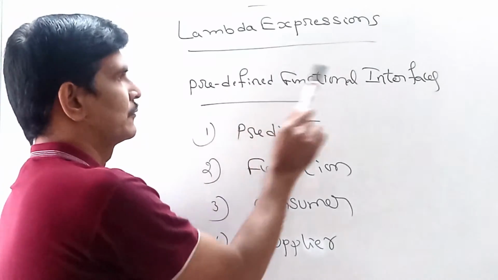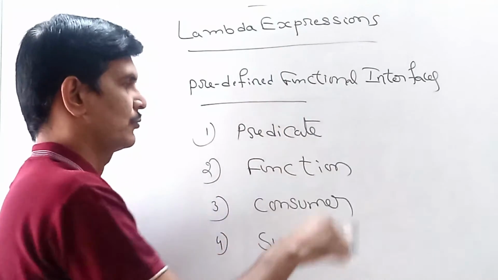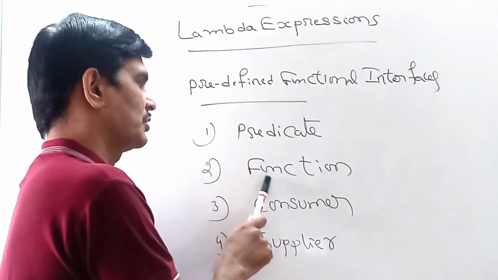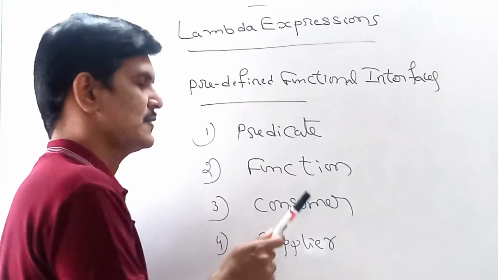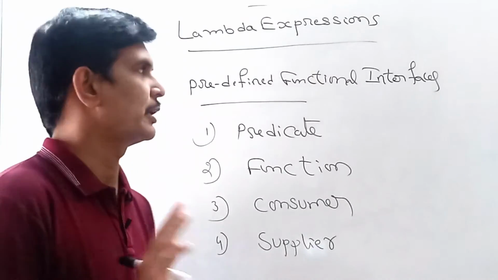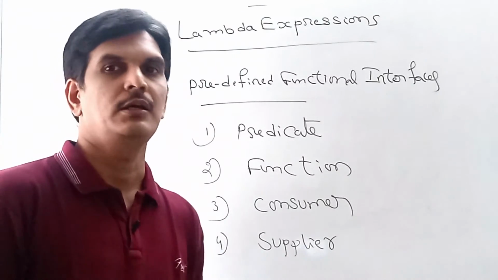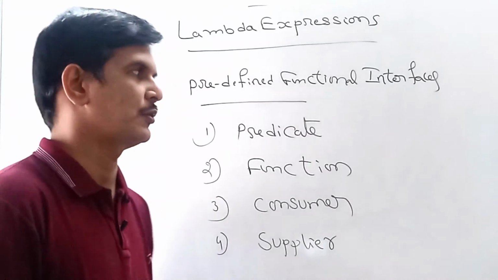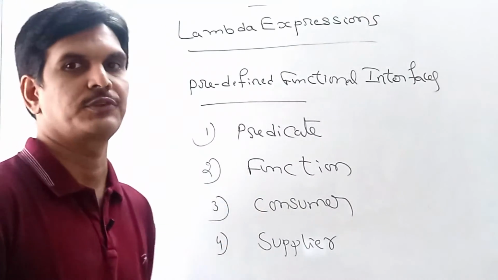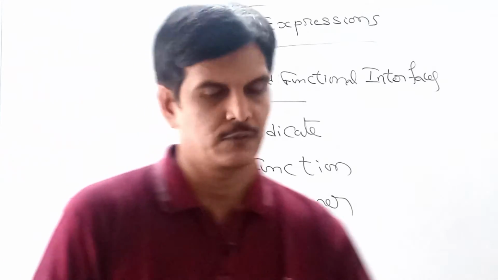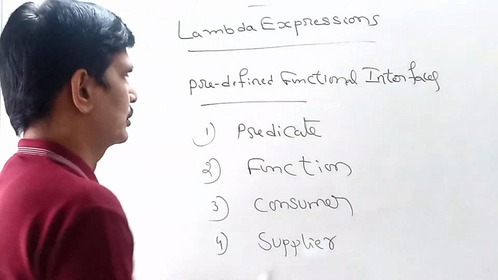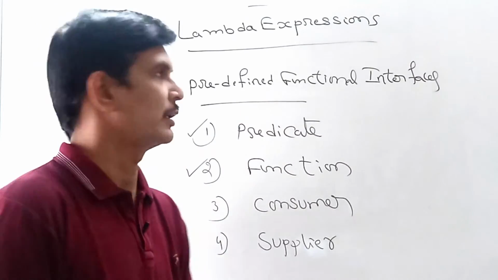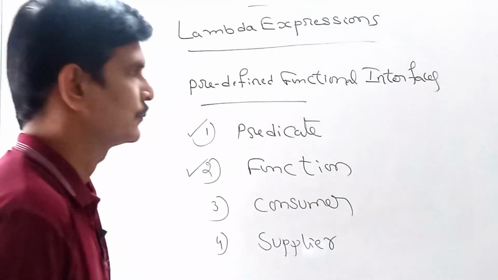So we have seen predefined function interfaces. As part of this, there are four interfaces I have told you. One is predicate, function is an interface, consumer and supplier. So these are the four main predefined interfaces we have in Java 8, by which we can write our lambda expressions and invoke them. In our previous videos, we have discussed predicate and function.